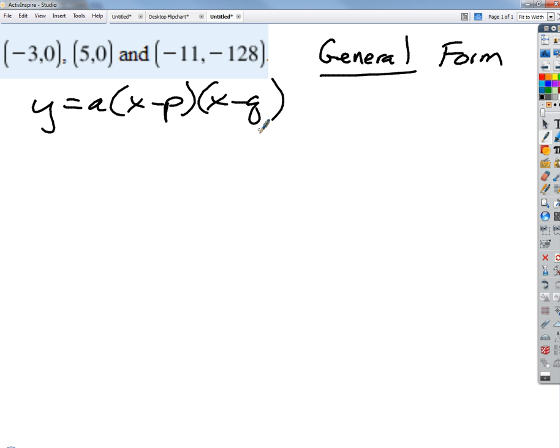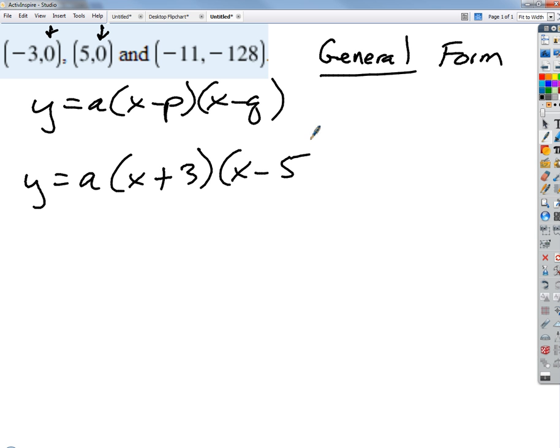The zeros, right, or the x-intercepts. Because we have these y values that are 0, those are the x-intercepts, or the zeros, aren't they? So this is just p. P is -3 and q is 5. So if I plug these values in, I get y equals x minus -3 times x minus 5.